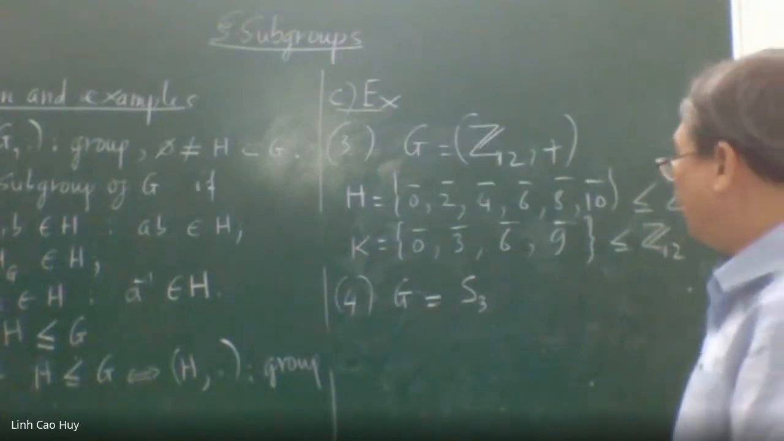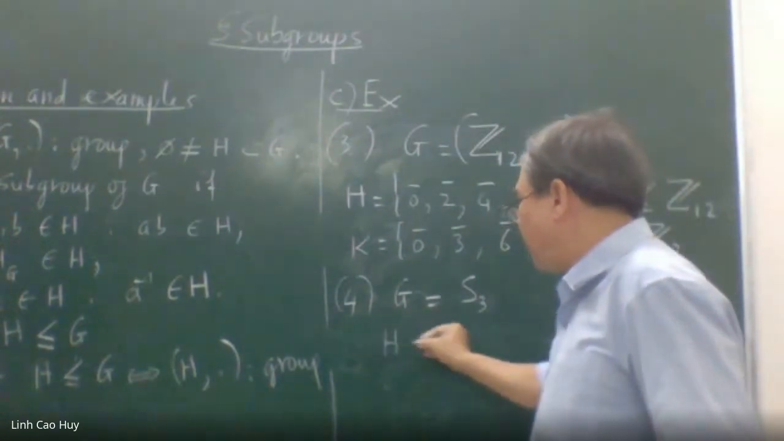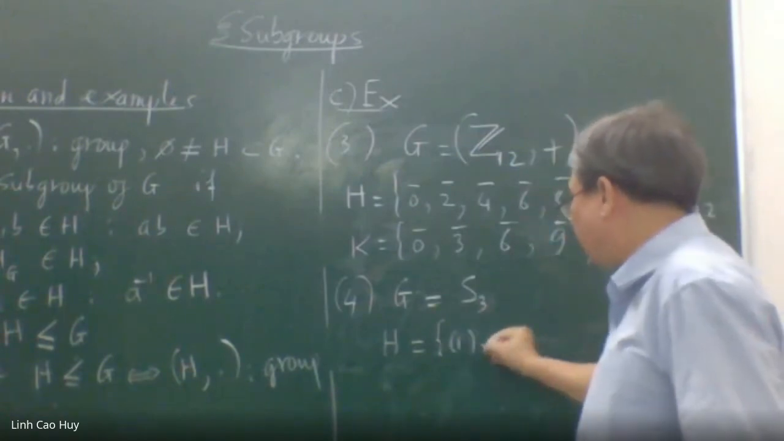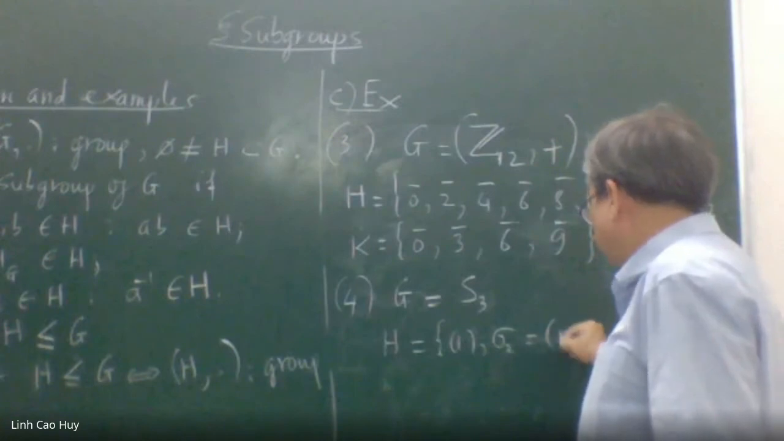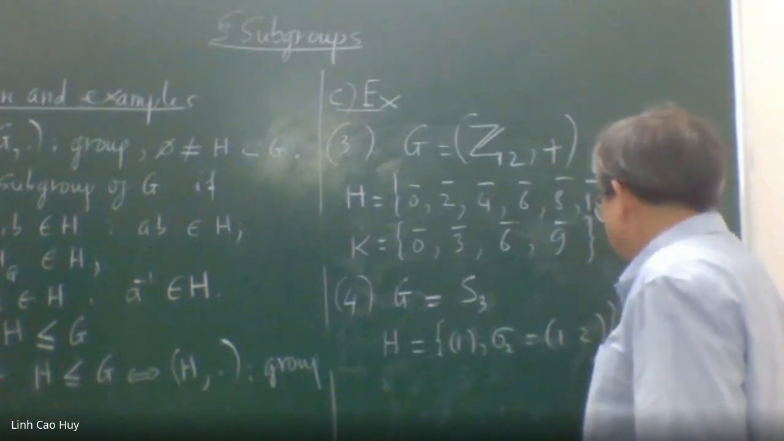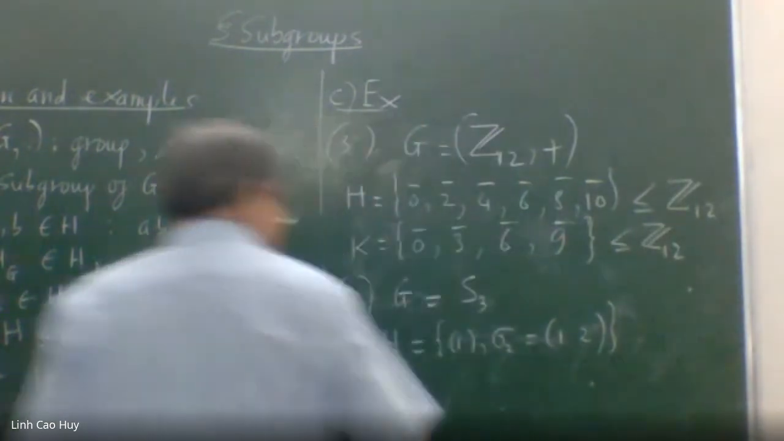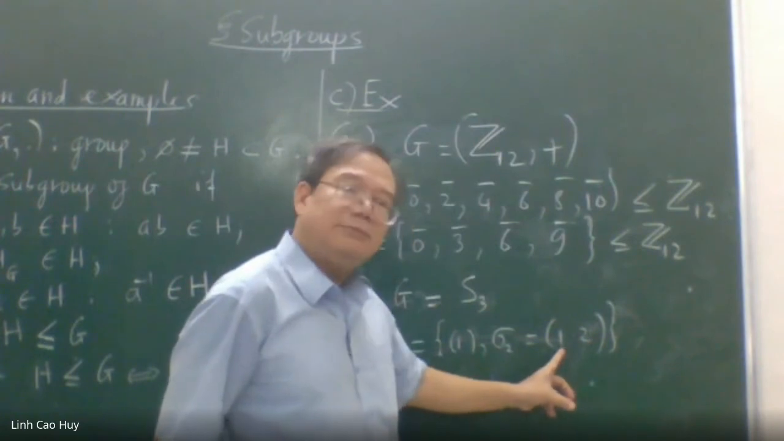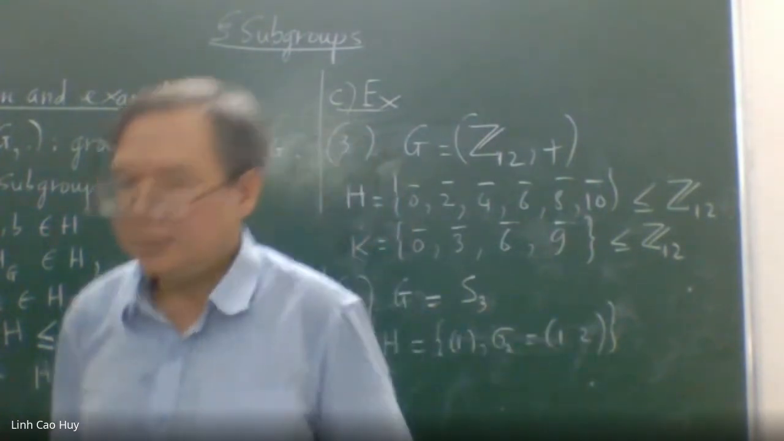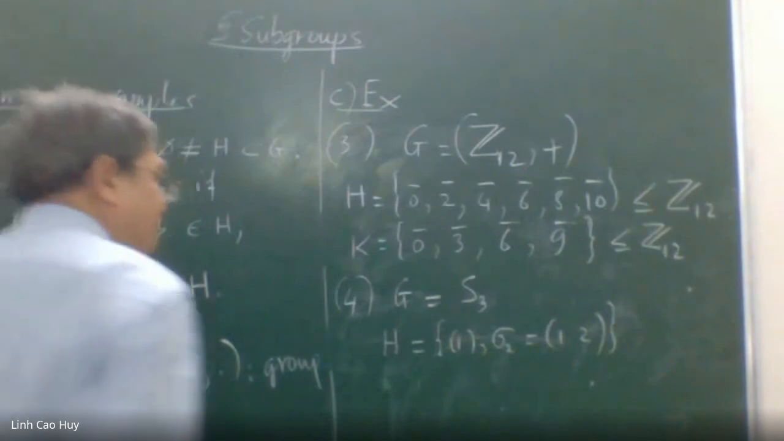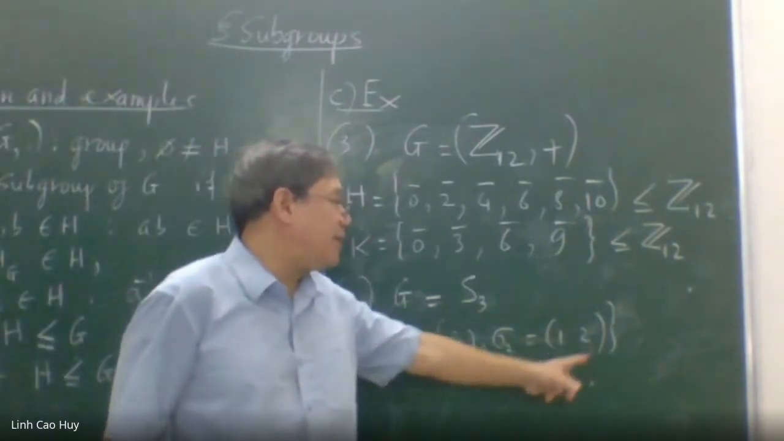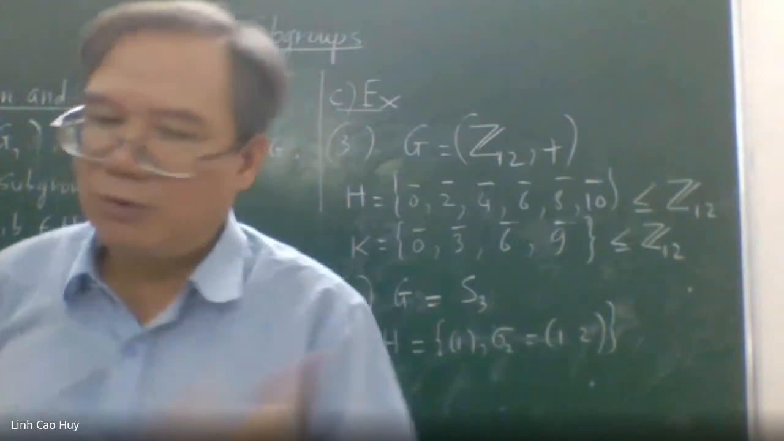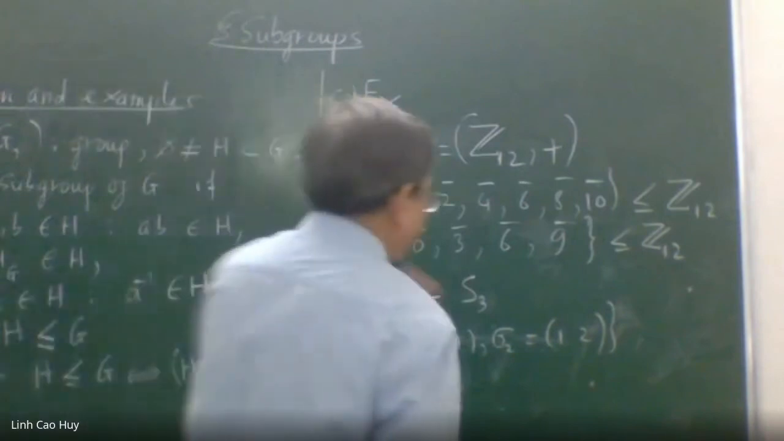And now we take S, a subset. That means the identity and sigma 2. Sigma 2 is the permutation: turn 1 equal 2 and turn 2 equal 1, and keep the 3. Điểm 1 thành 2, điểm 2 thành 1, giữ nguyên 3. Một phép hoán vị, a transposition.